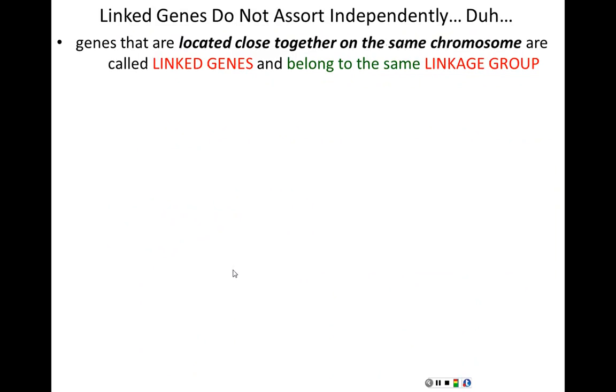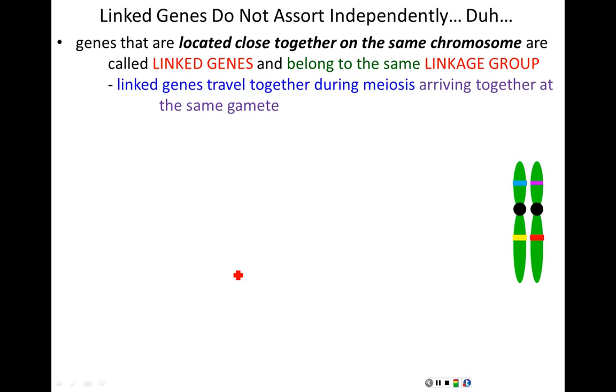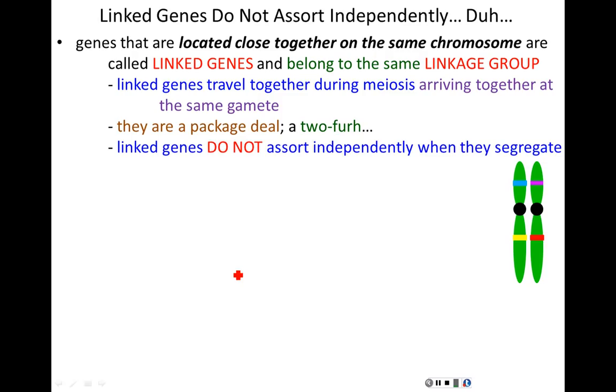But genes that are linked, and genes that are specifically linked so that they're close together on the same chromosome, belong to the same linkage group. And so they do not assort independently. These linked genes, they travel together during meiosis because they're on a single chromosome. They arrive together at the same gamete because they're on a single chromosome. They are a package deal, a twofer. Right? You get 2 genes for the price of 1 chromosome. They don't assort independently.